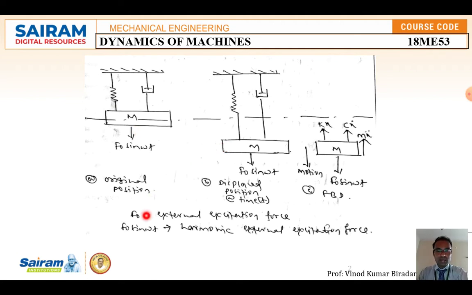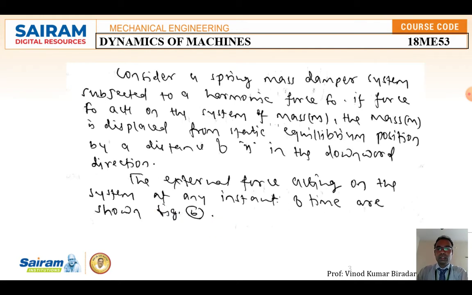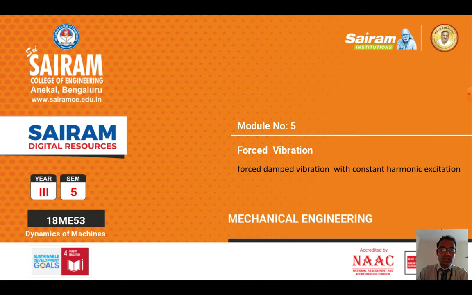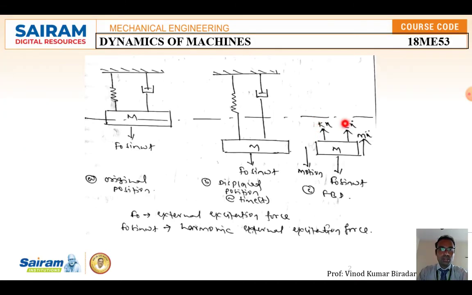I hope you understand all three diagrams. I mentioned here that F naught is the external excitation force, and F naught sine omega t is the harmonic external excitation force. Consider the same spring mass damper system subject to a harmonic force F naught. If the force F naught acts on the system, the mass m is displaced from the static equilibrium position by a distance of x in the downward direction. The external forces acting on the system at any instant of time are shown in figure b. At a distance of x it is displaced and pulled in the downward direction. These are the forces acting on that element, three forces along with the inertia force.